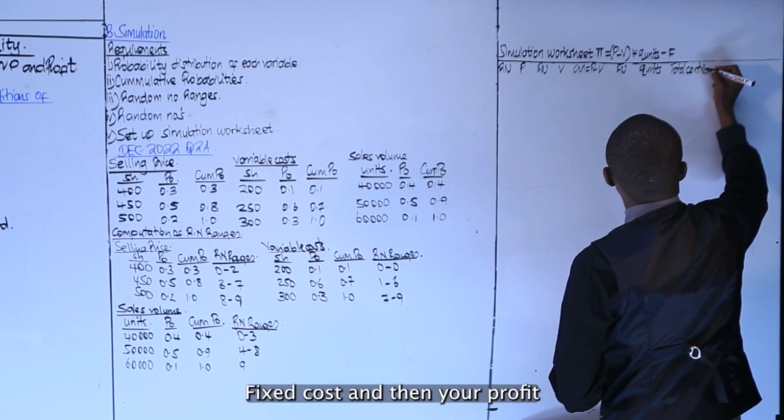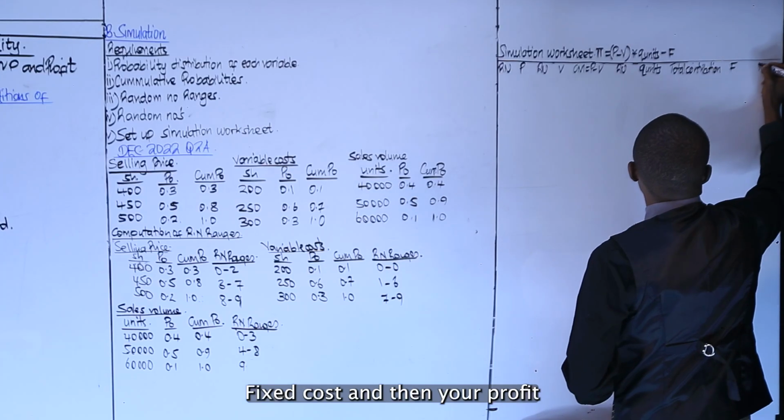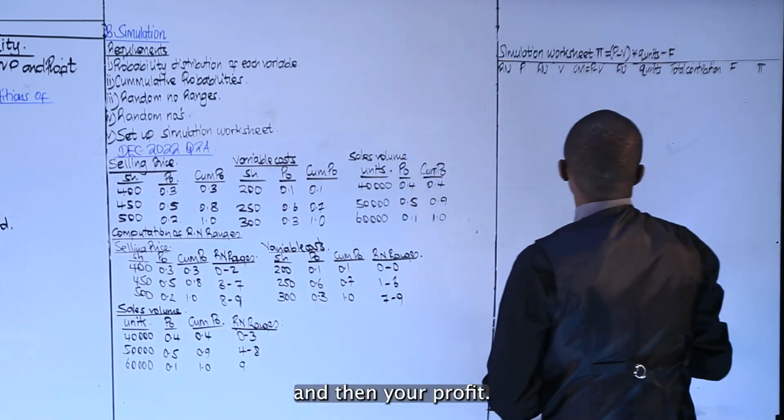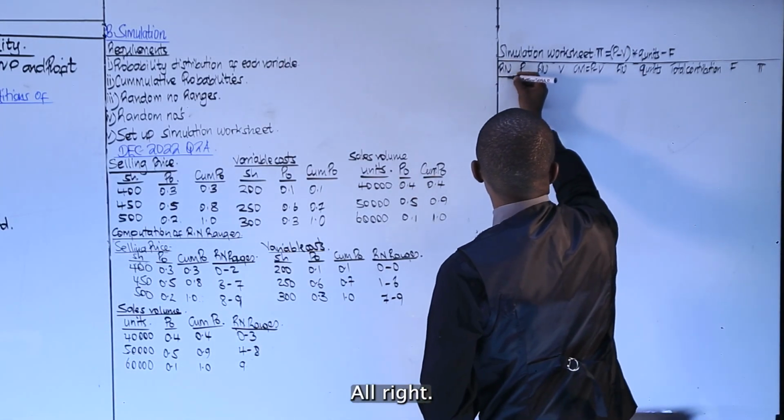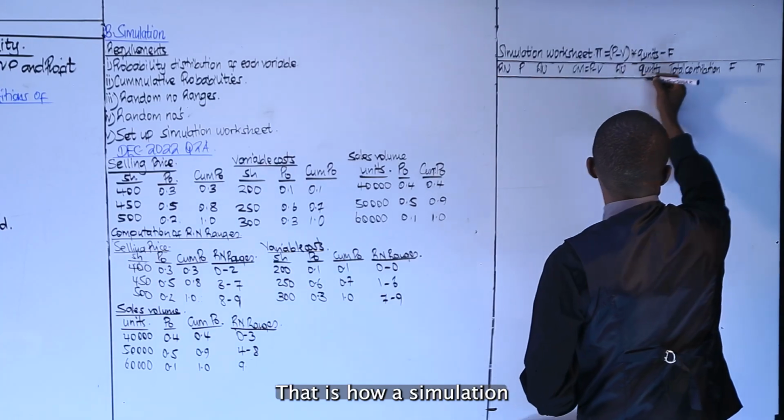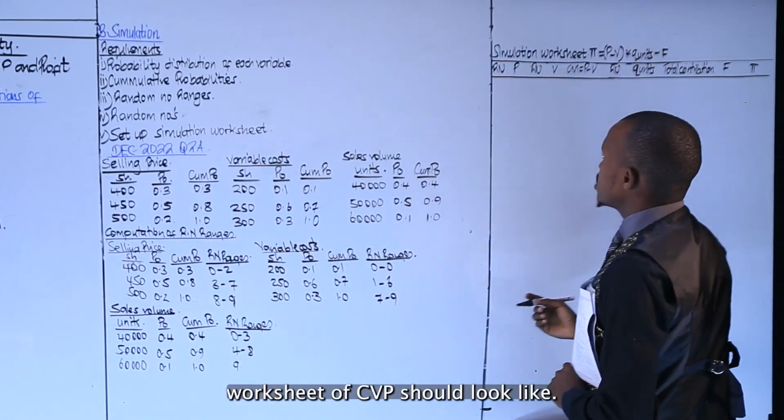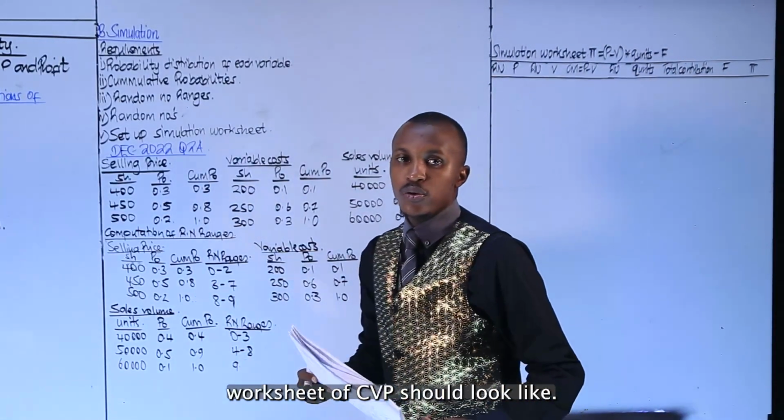And fixed cost, and then your profit. All right, that is how a simulation worksheet of CVP should look.